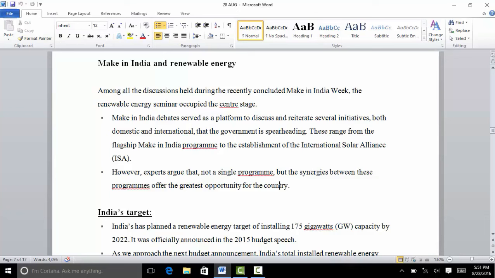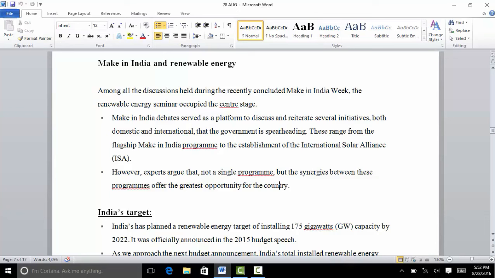Similarly, on those lines, this article talks about how to build synergies between the aims of Make in India, National Solar Mission and Skill India, which are actually some of the flagship programs of this government. How to build synergies between these three schemes: Make in India, Jawaharlal Nehru National Solar Mission and Skill India. First, Make in India.